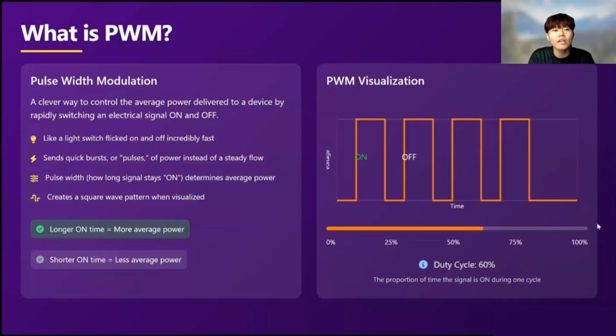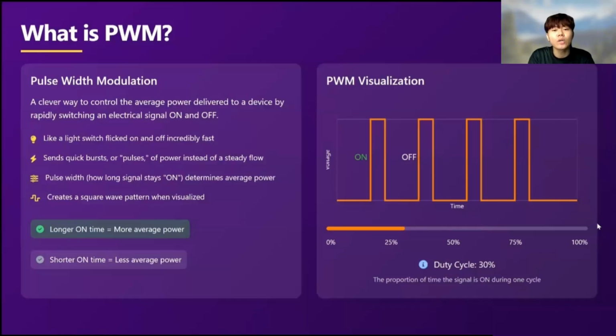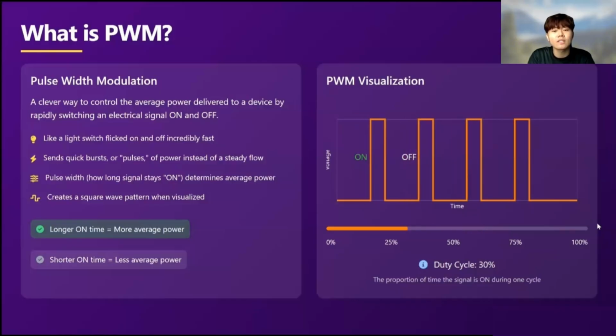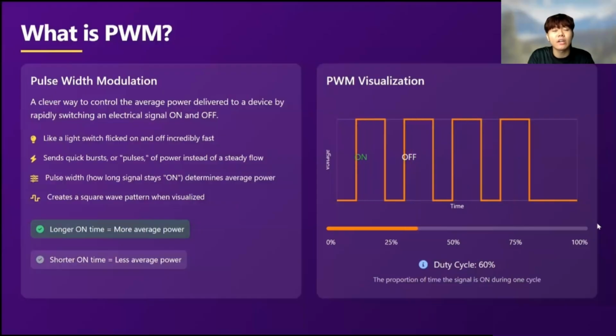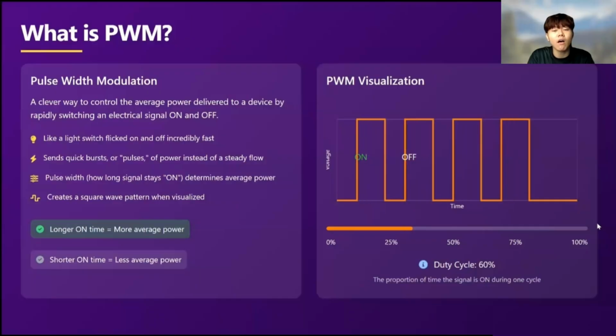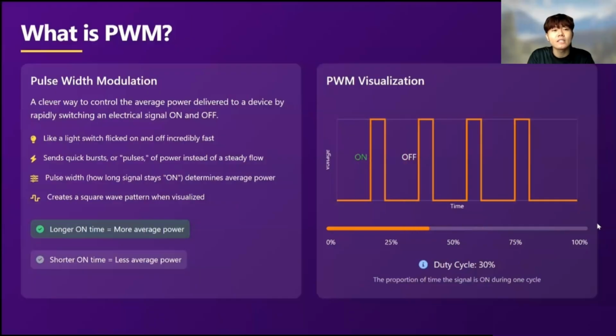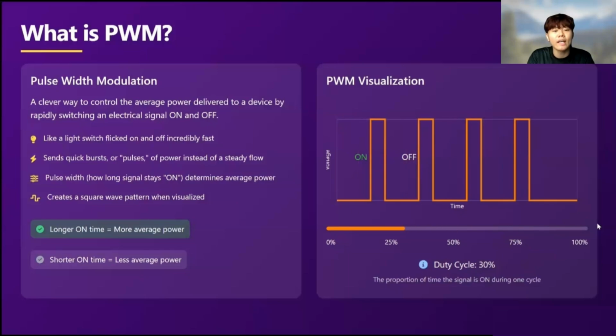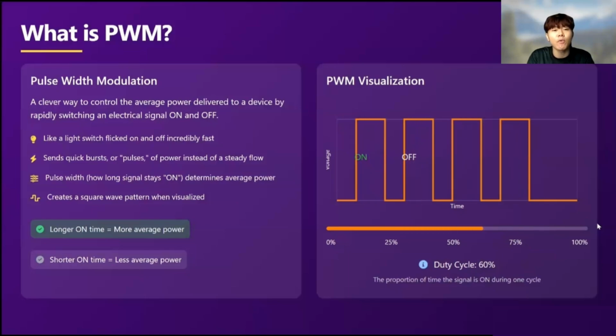PWM is a clever way to control the average power delivered to a device by rapidly switching an electrical signal on and off. Instead of supplying a constant DC voltage like a resistor-based method, you can think of PWM like a light switch being flicked on and off very quickly. Instead of dimming the light by lowering the voltage, the switch sends pulses of power. The longer the switch stays on, the brighter the light appears. This on duration is known as the pulse width, and it determines the average power delivered.